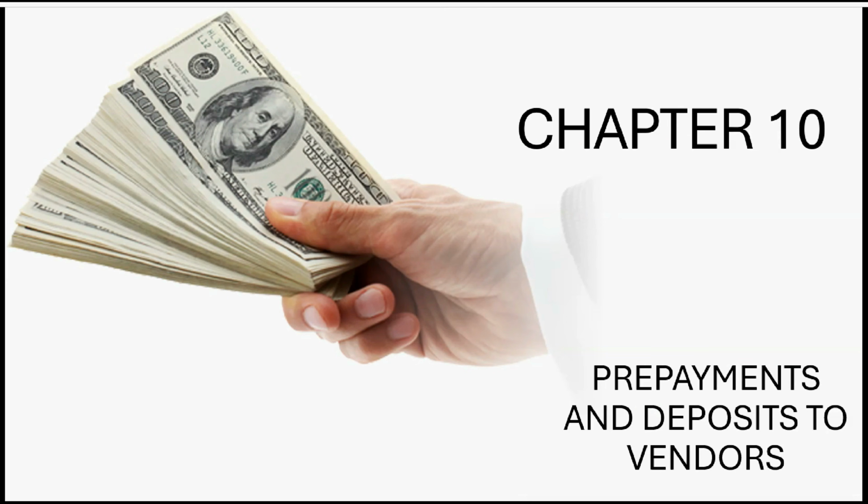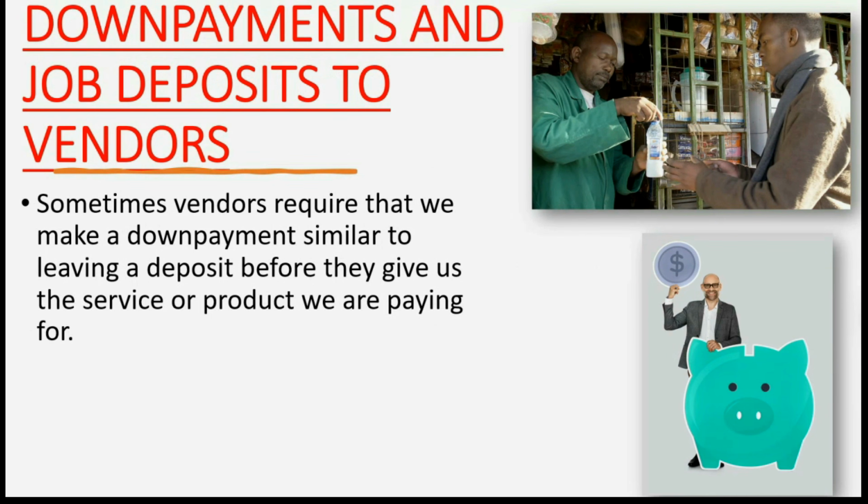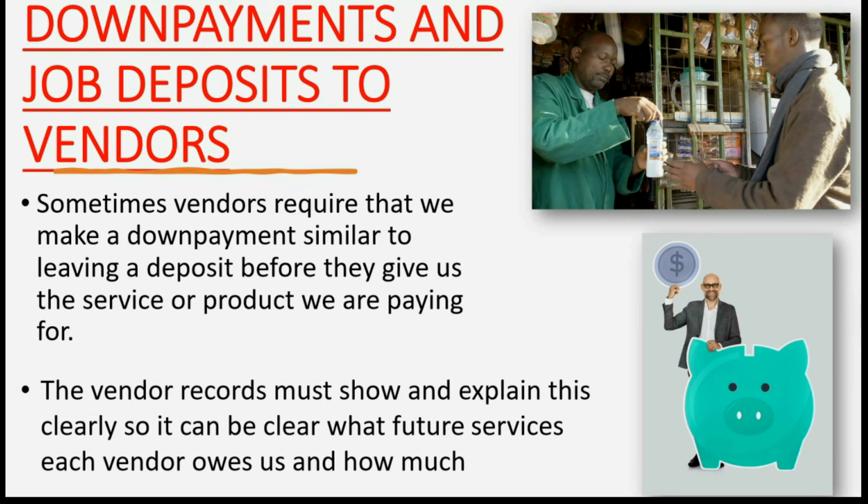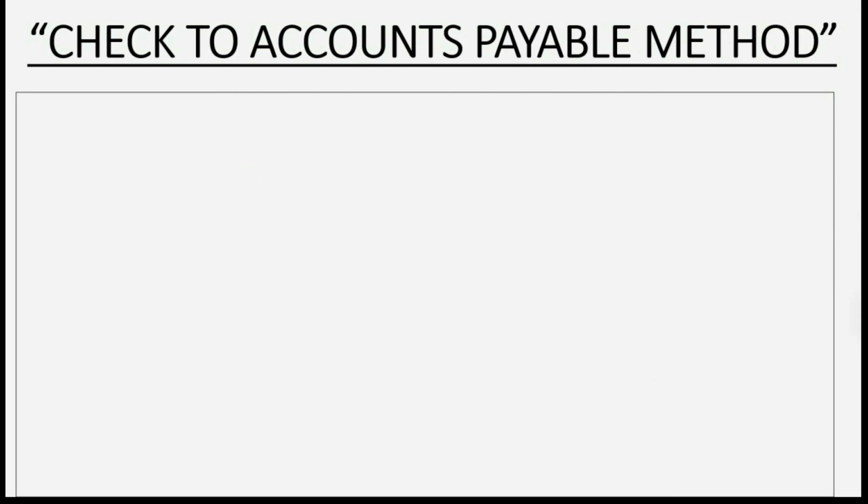Chapter 10. Prepayments and deposits to vendors. Sometimes vendors require that we make a down payment, similar to leaving a deposit, before they give us the service or the product that we are paying for. The vendor records must show and explain this clearly, so it can be clear what future services each vendor owes us and how much. Now, the way we do this is called the check to accounts payable method.